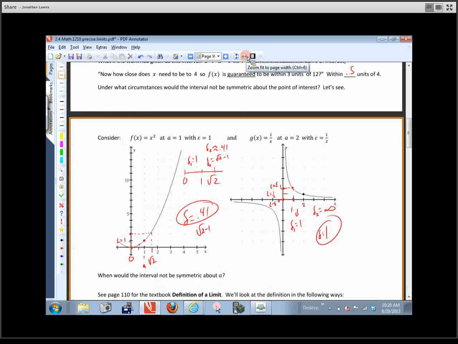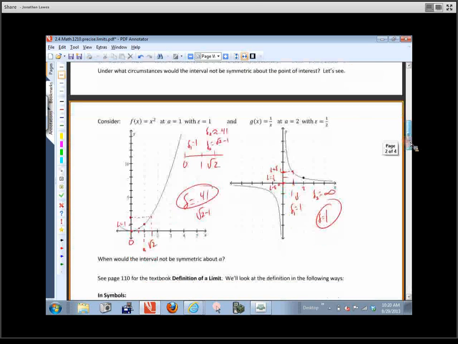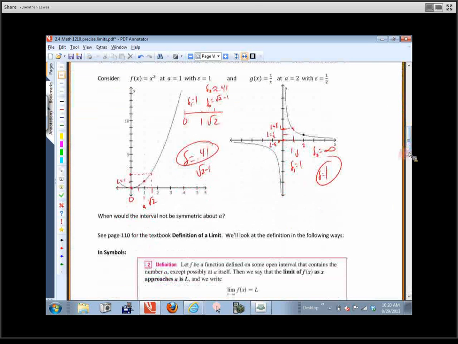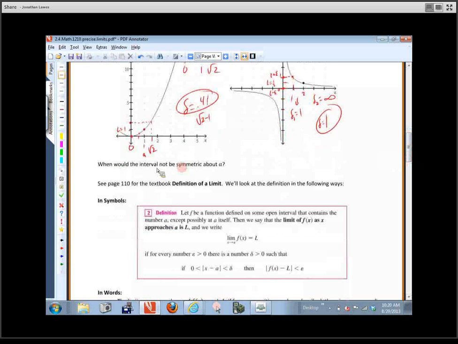So were we just finding delta in that? Yep, that's all. And you've got some problems where that's all you're doing, and they're not even this difficult. They got nice pictures for you and everything. Okay? All right. So when would the interval not be symmetric about A? When would it not be symmetric about the point of interest?